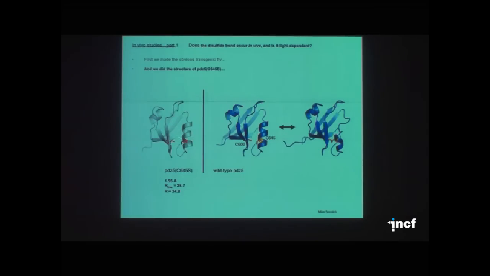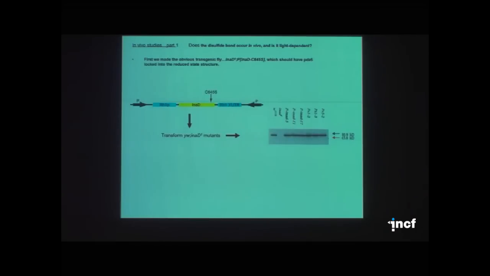Even the rotamer of the cysteine was converted to serine, but nothing is different except that the sulfur atom is now turned into an oxygen atom. It is very clear that this mutant is a good mimic of locking the molecule in the reduced state. And then we made transgenic flies in which we put back a mutant form of INA-D that contained this point mutation, transformed into knockouts that don't have any INA-D. So functionally, we're replacing the endogenous INA-D with a form that is locked in the reduced state.